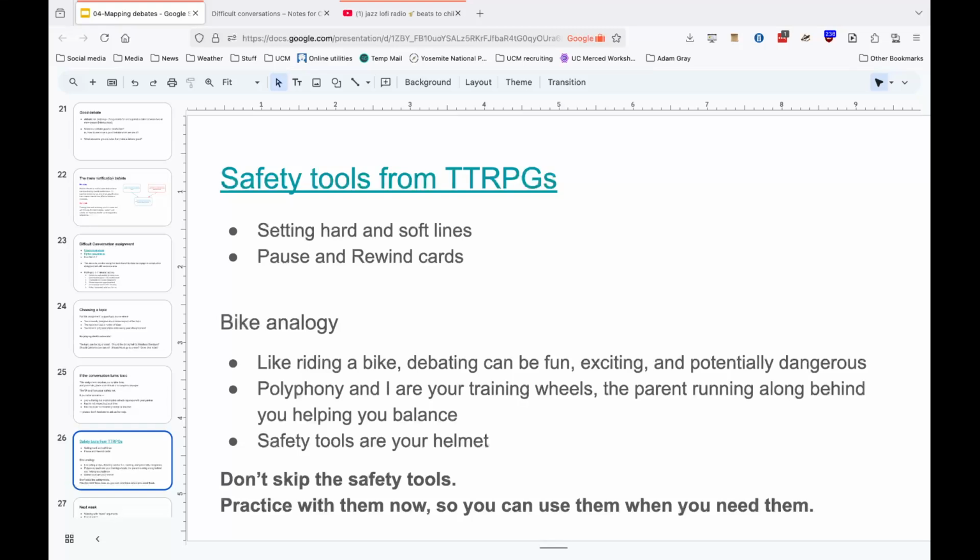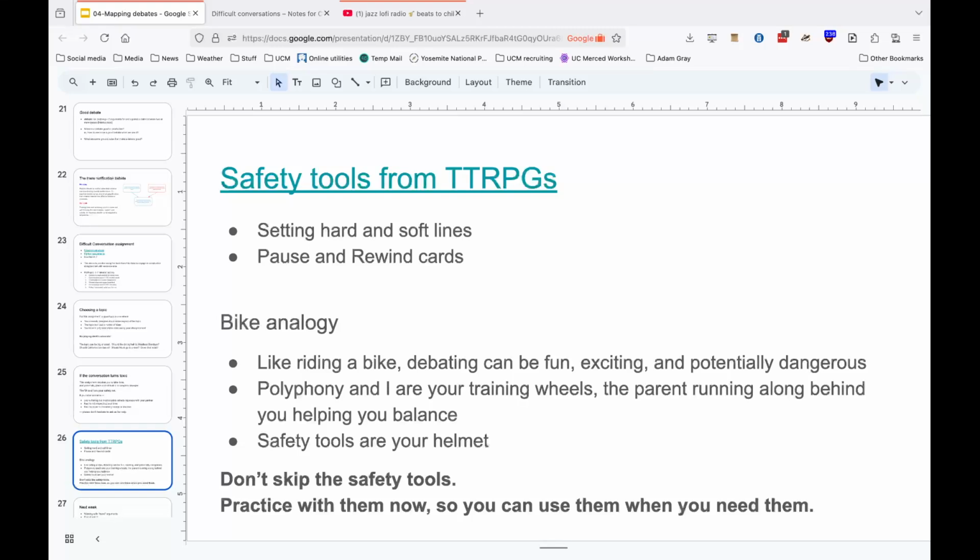I think of these tools and the role that Polyphony and I play here as analogous to riding a bike. Like riding a bike, debating can be fun, exciting, and potentially dangerous. A few of you already have experience. You know how fun it can be. I did competitive debate when I was an undergrad. I really enjoyed it. It was a lot of fun. But there can be some emotional aspects to it that make it potentially hazardous.